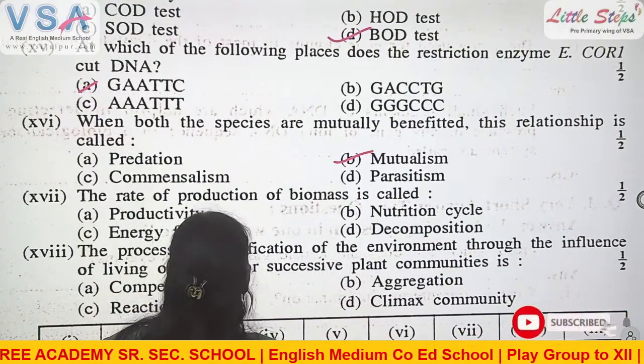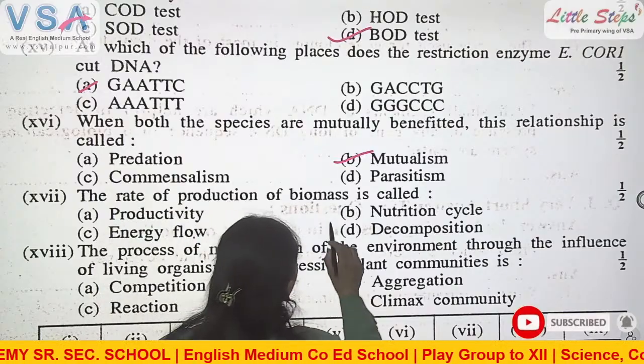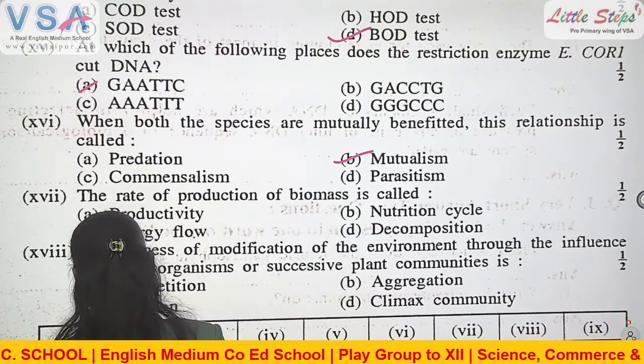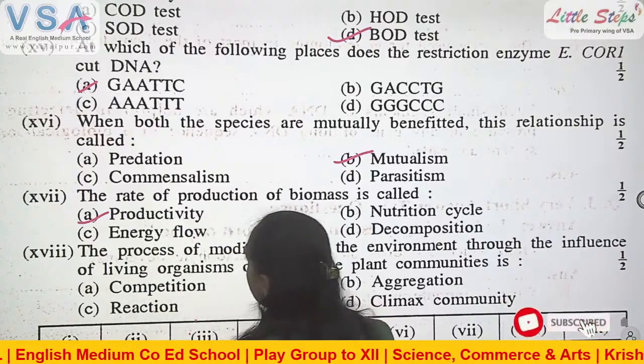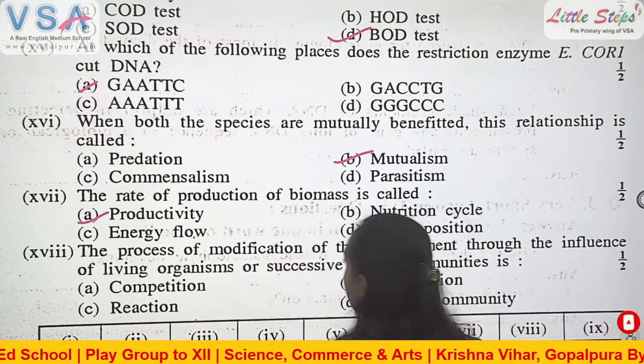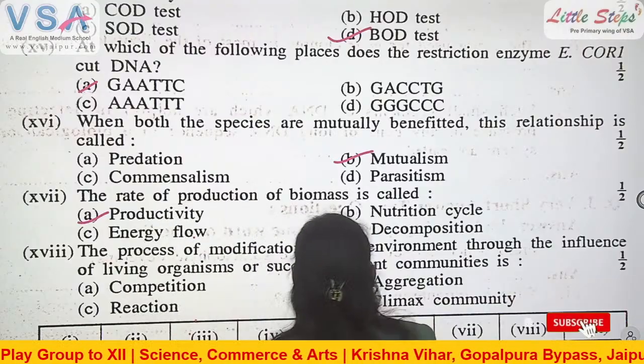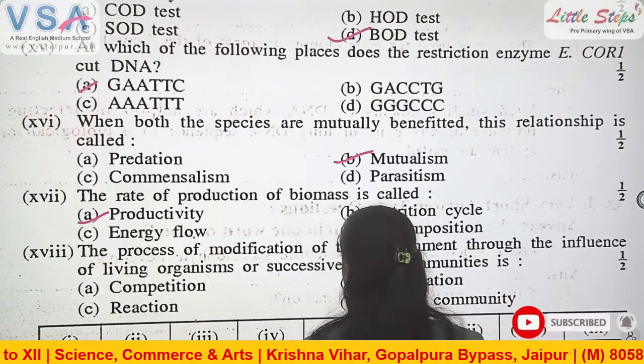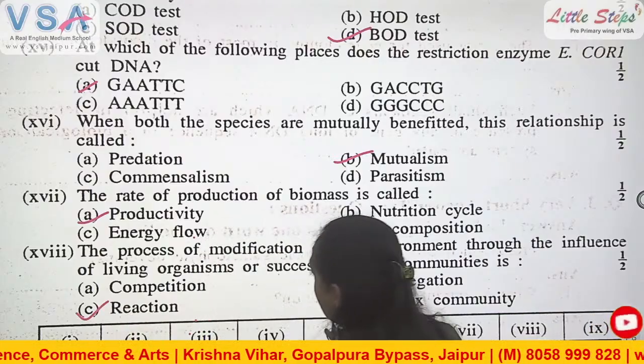Now the next is, the rate of the production of biomass is called, this is the productivity. The process of modification of the environment through the influence of living organisms on successive plant communities. So what is this? This is the reaction.